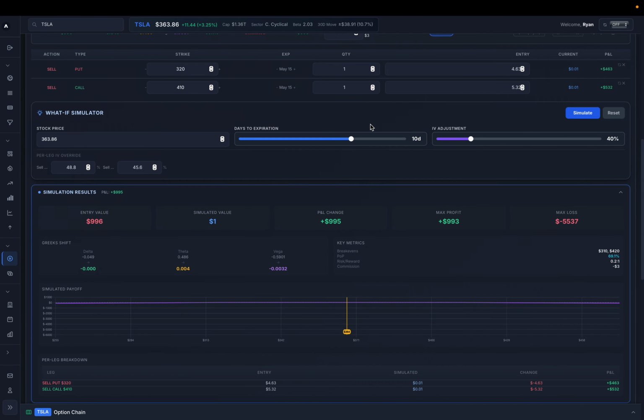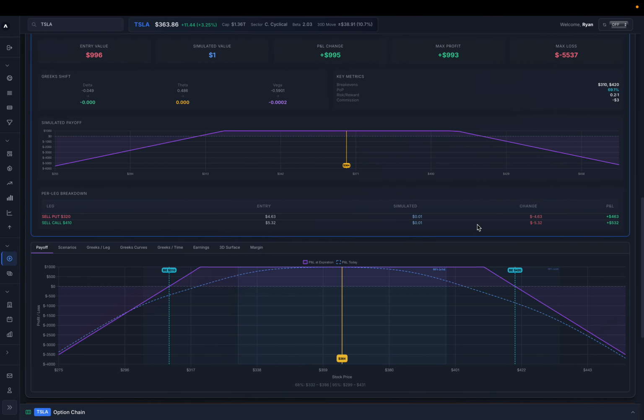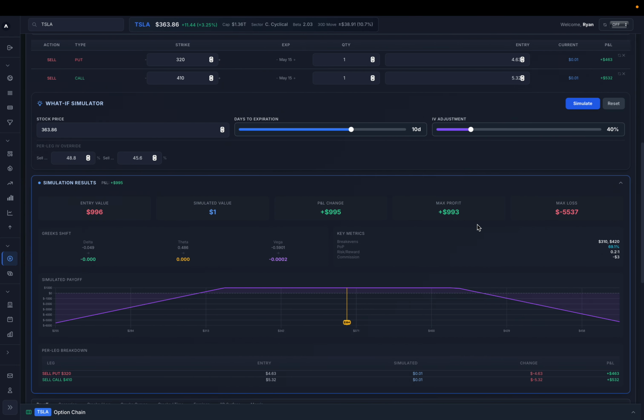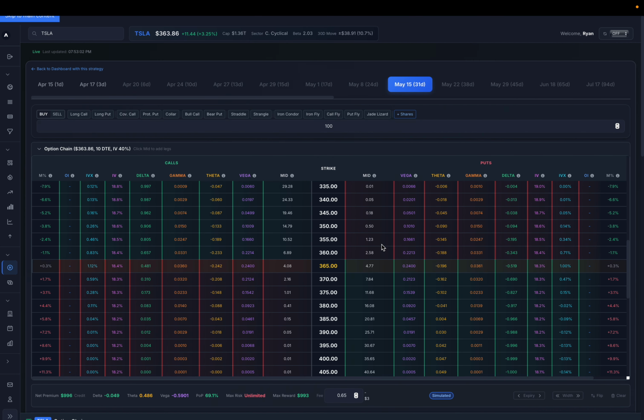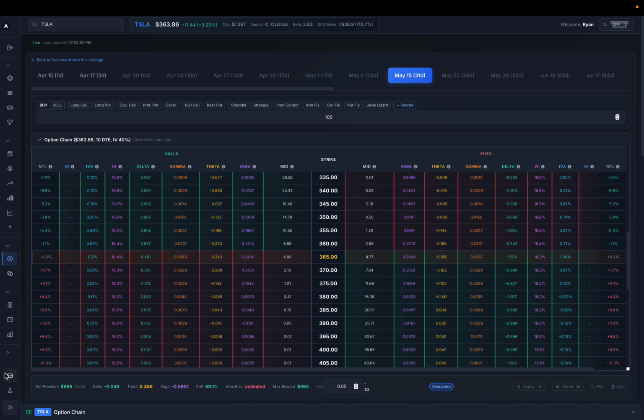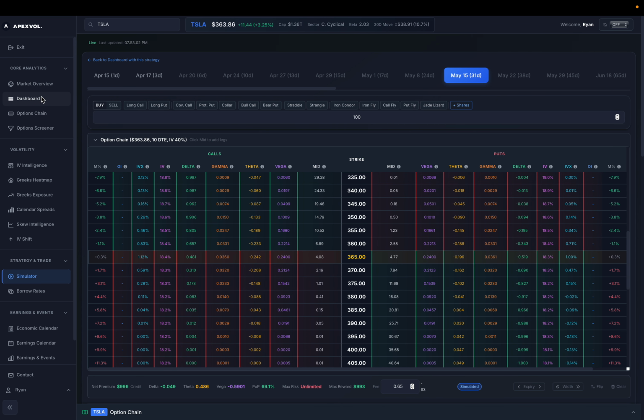So you can say if you had this strangle on and it was 10 days to go and the IV increased for whatever reason, what does that look like? But we'll go into this in much more detail in a future video. But yes, just to go over the dashboard to conclude.